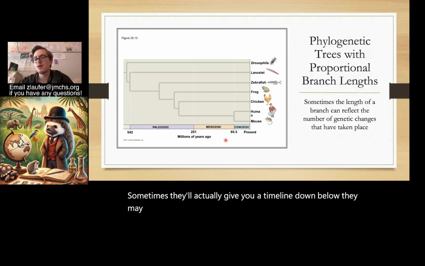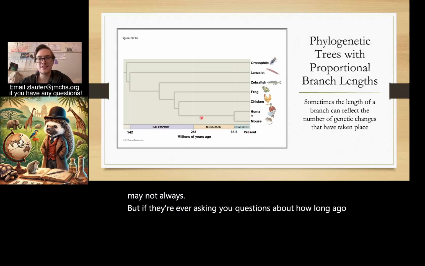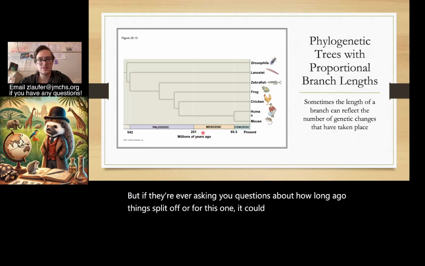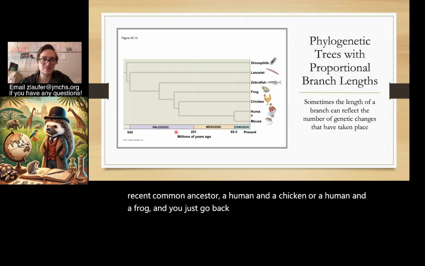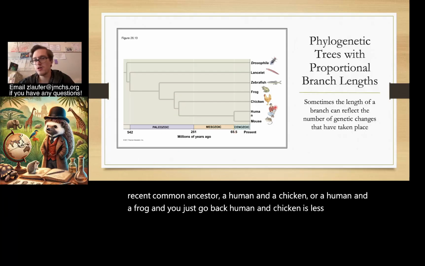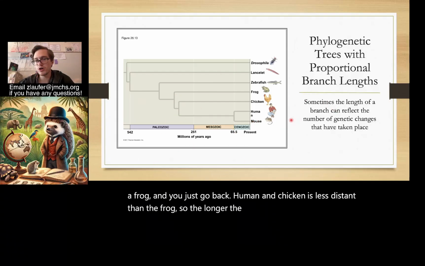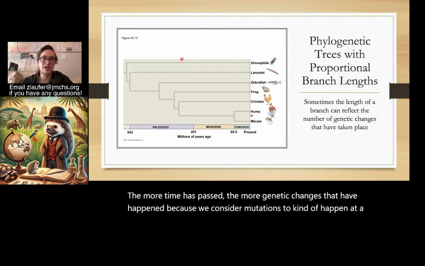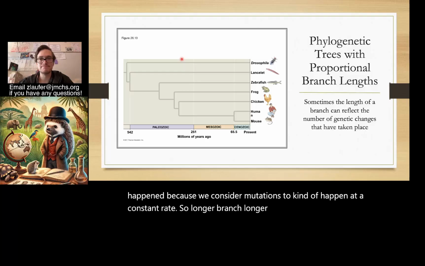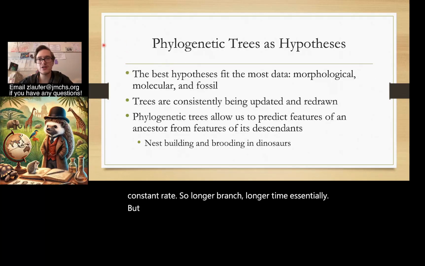They may not always. But if they're ever asking you questions about like how long ago things split off, or like for this one, it could ask, what has a more recent common ancestor, a human and a chicken or a human and a frog? And you just go back, human and chicken is less distant than the frog. So the longer the branch, the more time has passed, the more genetic changes that have happened, because we consider mutations to kind of happen at a constant rate. So longer branch, longer time, essentially. But ultimately, these trees are hypotheses.